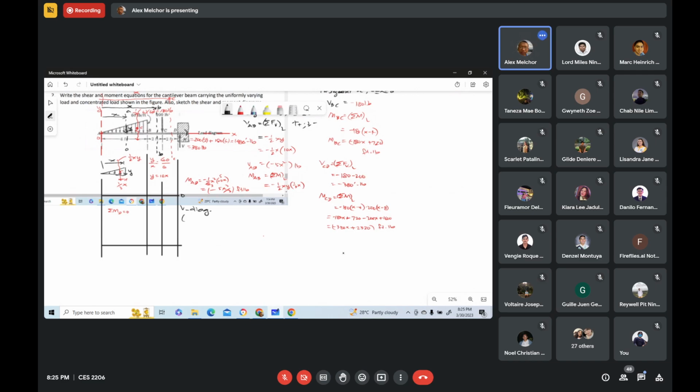And then you have here the unit, kilonewtons. Then this will be 0. So it's a moment diagram, and this is pounds, and this is foot-pounds.